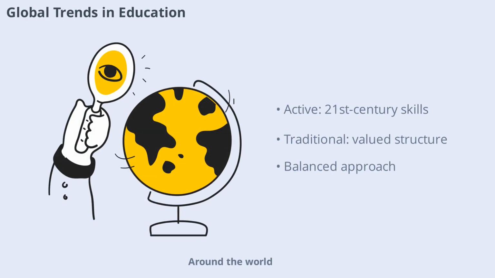Around the world, education systems are experimenting with active learning to better prepare students for the demands of the 21st century. However, traditional methods remain important, especially in cultures that value structure and discipline. The global trend is toward a balanced approach that incorporates the best of both worlds.